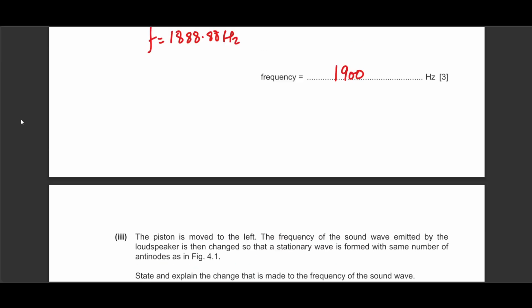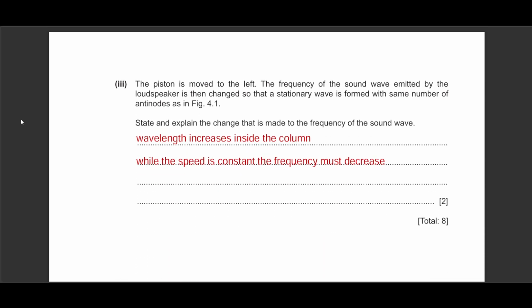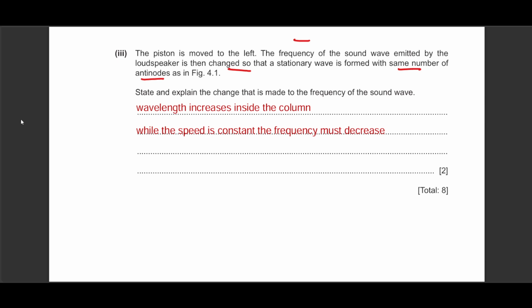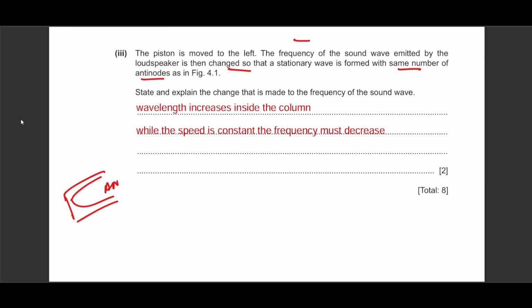The piston is moved to the left. Now, if you move the piston to the left, you'll have more and more space for this wavelength to exist in. So he says, if we do that, what's going to happen? The loudspeaker frequency is now changed, so the stationary wave is formed with the same number of antinodes. What is he saying in this statement? He wants you to know that whatever the shape of the wave looks like right now, he wants to maintain that shape, because only one antinode is there. He wants to make sure that only one antinode stays there.